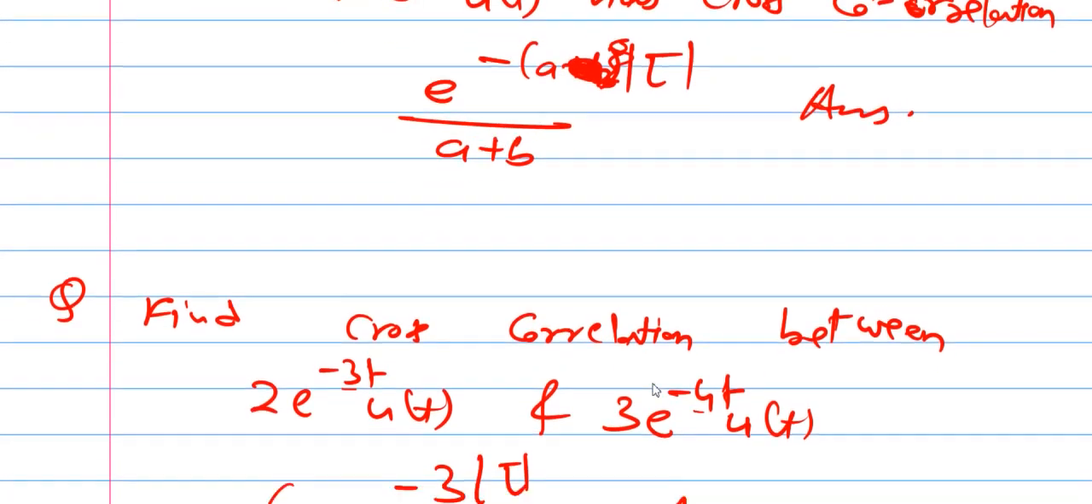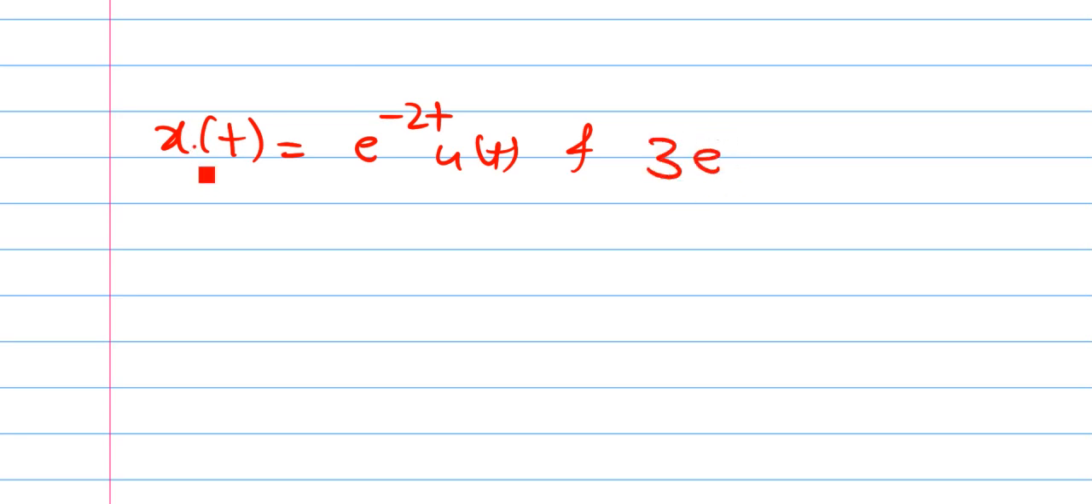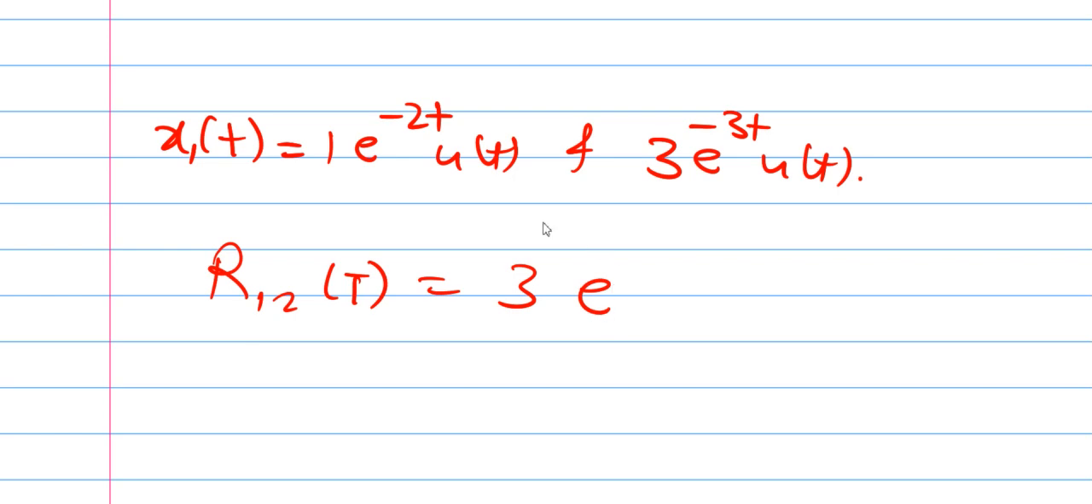Okay, now let's take one more example. Find cross correlation between x of t equal to e raised to minus 2t u of t and 3 e raised to power minus 3t u of t. So 1 here, 3 here. So R12(tau) is 1 into 3, 3 e raised to power minus 2 mod of tau divided by a plus b. A is 2, b is 3, so a plus b is 5. So this is the answer.